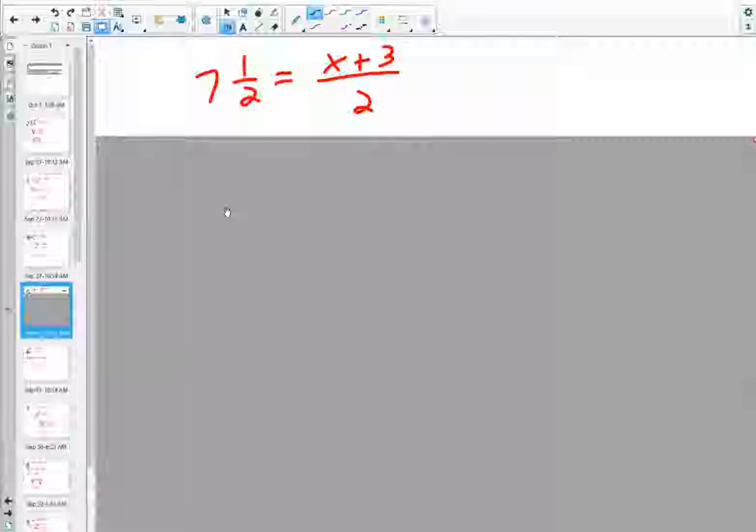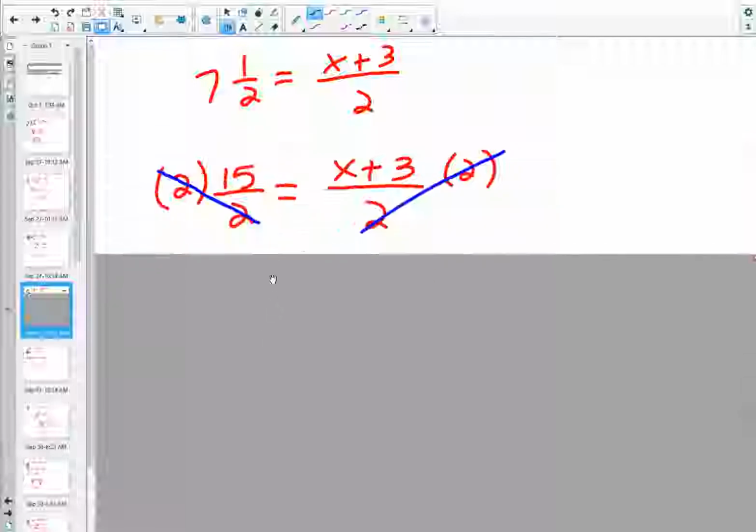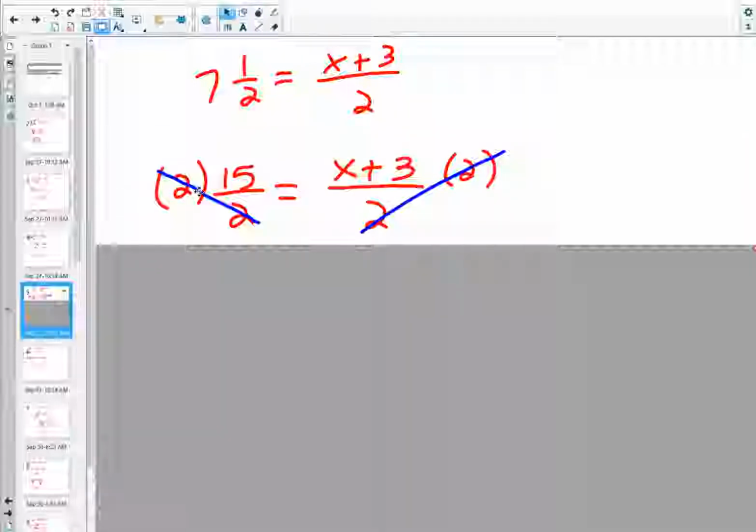Here's another equation I want to solve. You want to get rid of the three first? I would realize here, which has nothing to do with solving an equation, that I have a mixed number and they don't really do me any good. So let's convert that to improper. That's the same thing as saying 15 over 2.